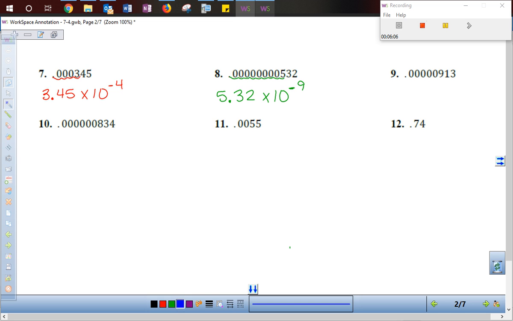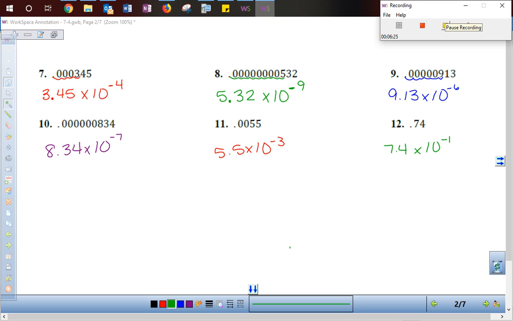Let's try it again on number 9. I want the decimal after that first number, so 9.13 times 10, and I'm going 1, 2, 3, 4, 5, 6, so to the negative 6th. Again, go ahead and pause the video and try 10, 11, and 12 on your own.